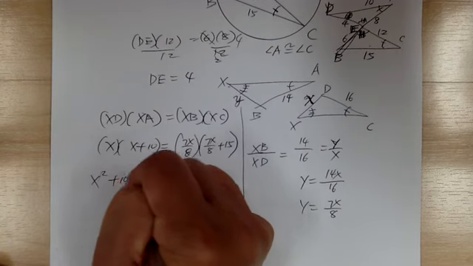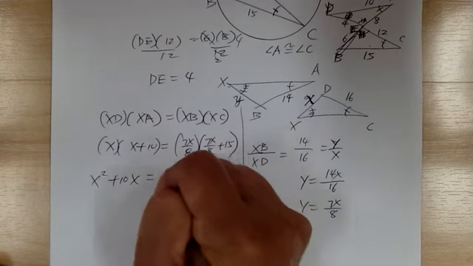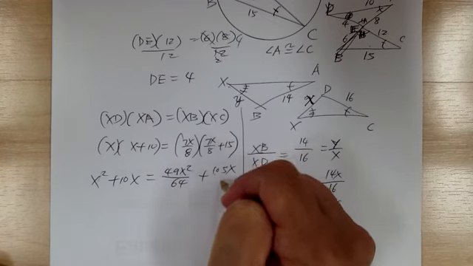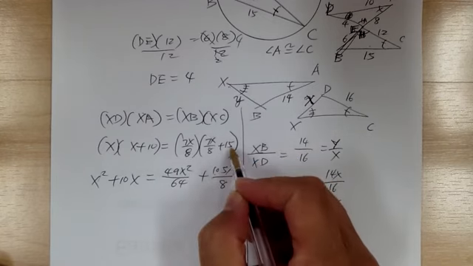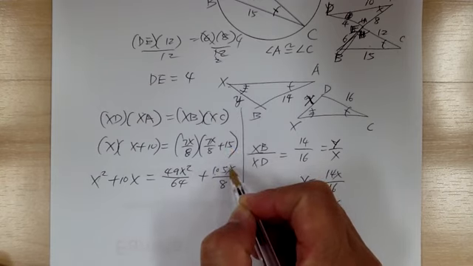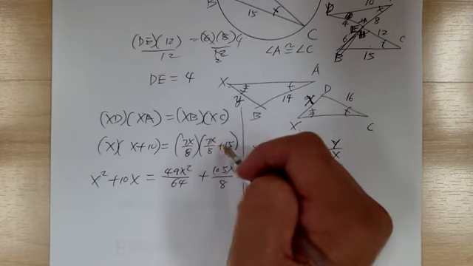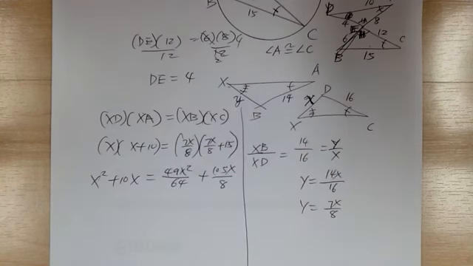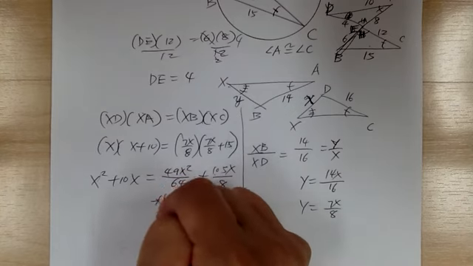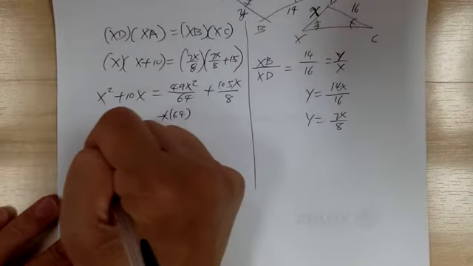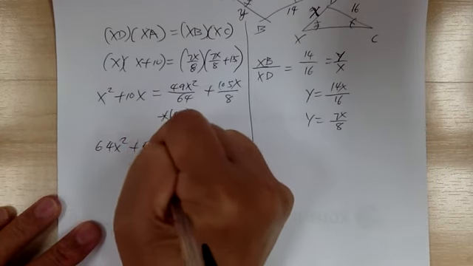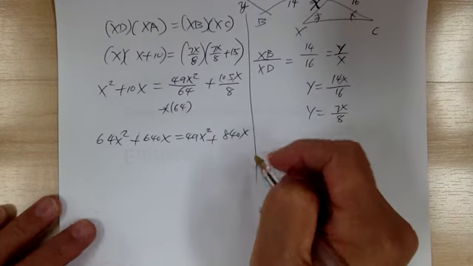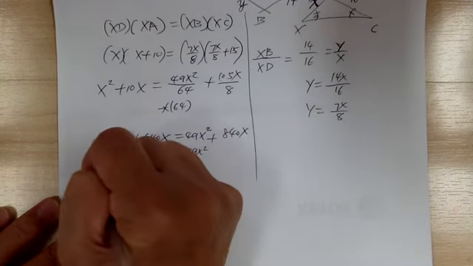So you got x squared plus 10x equal to 49x squared over 64 plus 105x over 8. Basically I make this into a common denominator and I add. I distribute, multiply, distribute. That's what I get. Next, let's multiply by 64 to get rid of the fraction. So I get 64x squared plus 640x equal to 49x squared plus 840x.